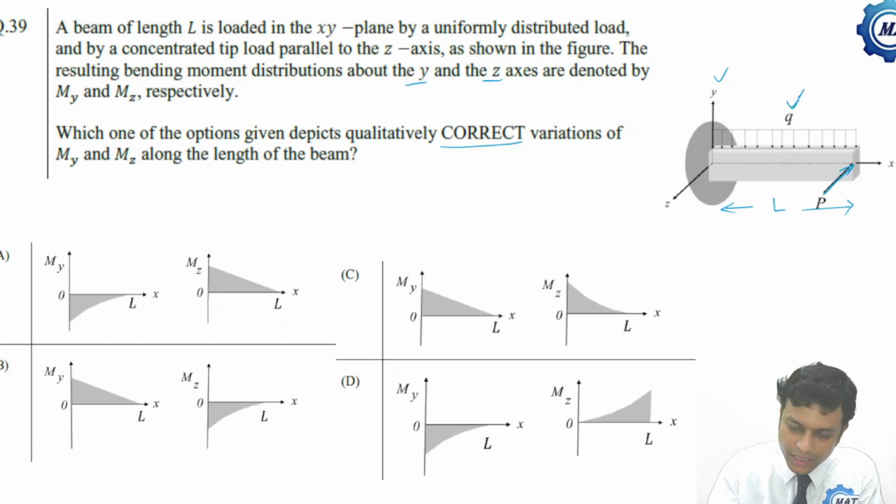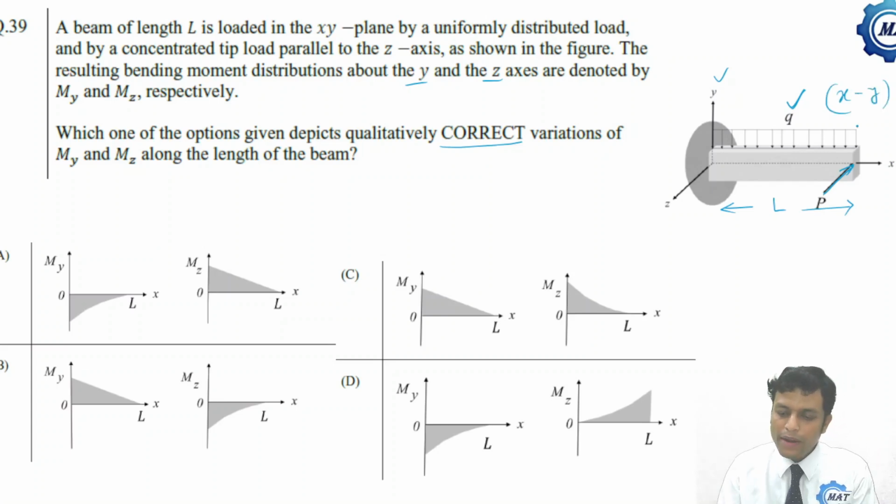So first let us check for this distributed load q. Now this distributed load is on which plane? It is on the XY plane. That is, the moment created will be along which axis? This is the moment which will be created along the Z axis. This moment is about the Z axis.